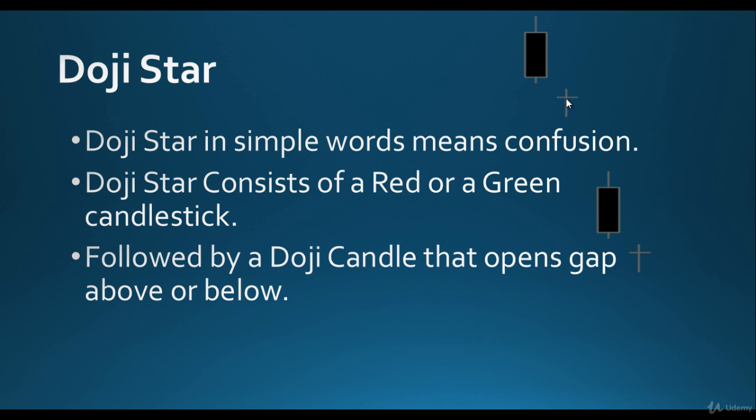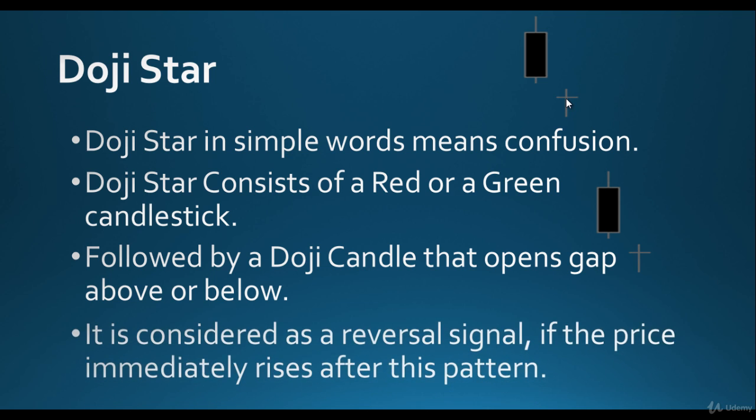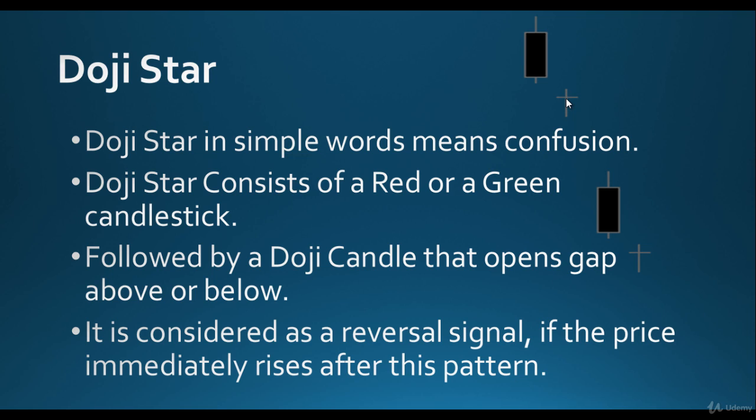After that green candle, the doji, the plus sign, comes in above. It opens with a gap above, pointing to a bull run. So basically it points to a continuation pattern. However, it is considered a reversal signal. That is the red candle and doji star, or the green candle and doji star.